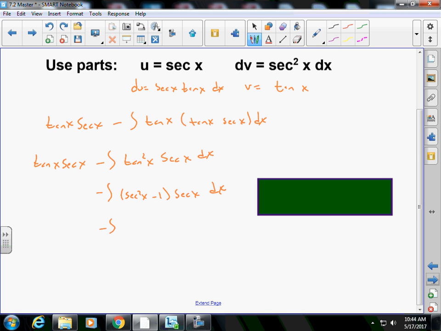And I know I still have to address the left-hand side. Secant cubed x minus secant x dx. I'm going to bring this part down, tangent x secant x. Now that I have that, I can break this up into two different integrations. Secant cubed x. Distributing that negative also to here gives me a plus the integration of secant x dx.